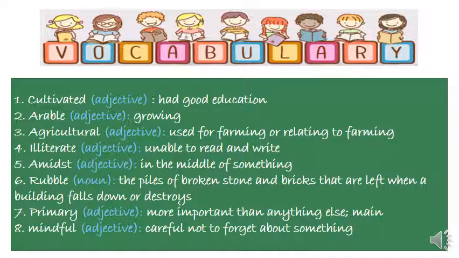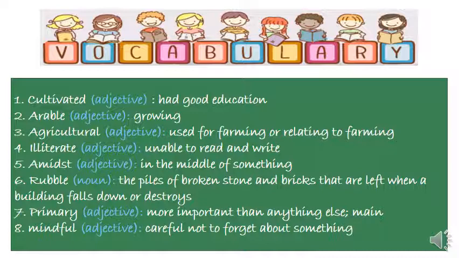Illiterate is also an adjective and it means unable to read or write. So if we describe a person as an illiterate person, it means he is unable to read and write. Amidst is also an adjective and it means in the middle of something. Rubble is a noun and it means the piles or pieces of broken stone and bricks that are left when a building falls down or is destroyed. Primary is an adjective and it means more important than anything else, or main. So when we describe something as a primary thing, it means it's something very important. Mindful is also an adjective. It means careful, not to forget about something. So these were our vocabulary words.